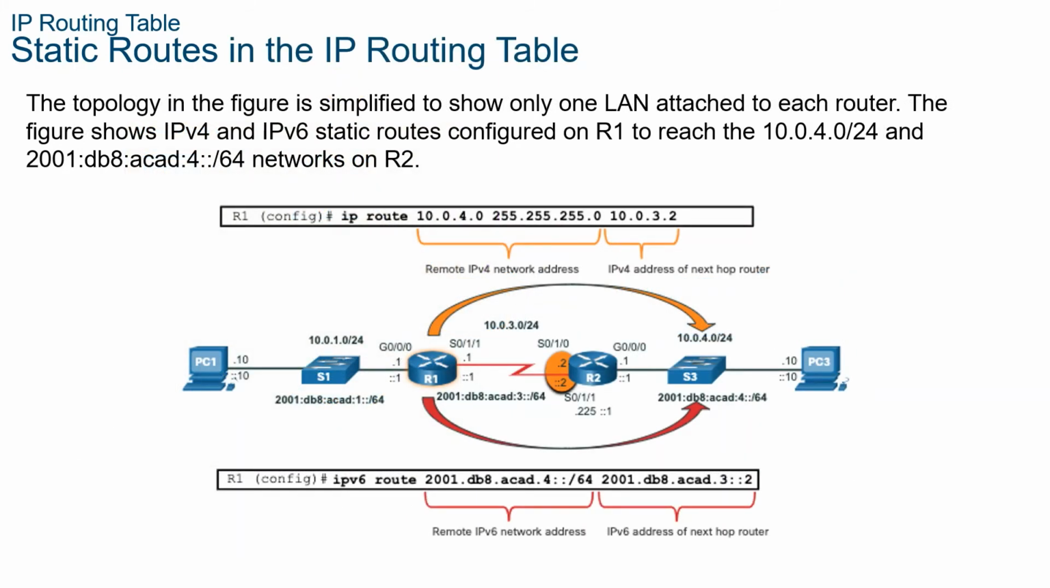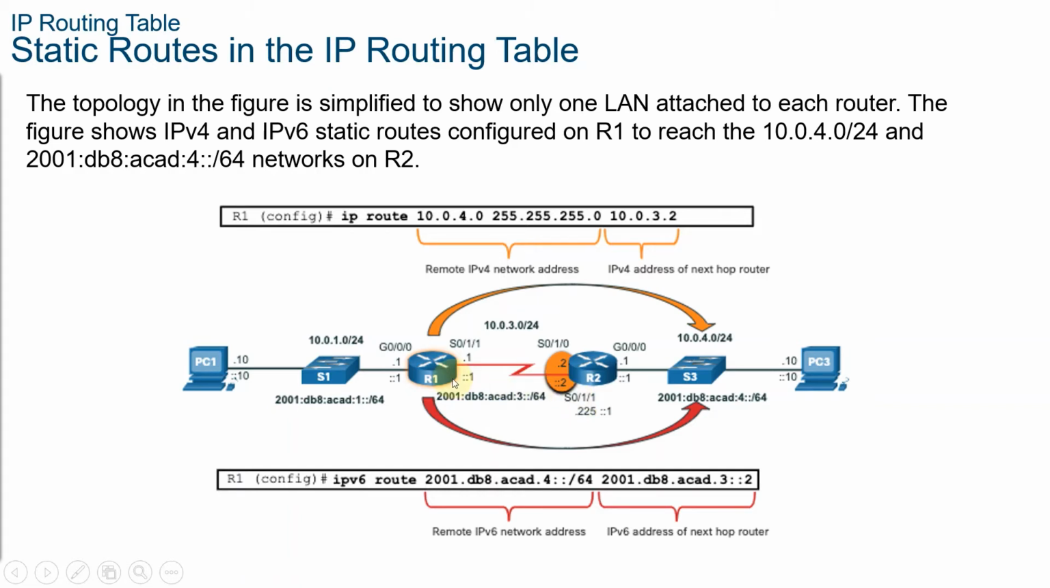Okay, so static routes in the IP routing table. For demonstrating static routing, the topology in the figure is simplified to show only one LAN attached to each router. The figure shows IPv4 and IPv6 static routes configured on R1 to reach the 10.0.40.0/24 and 2001:DB8:ACAD:4::/64 networks on R2. The configuration commands are for demonstration only and are discussed in another module.